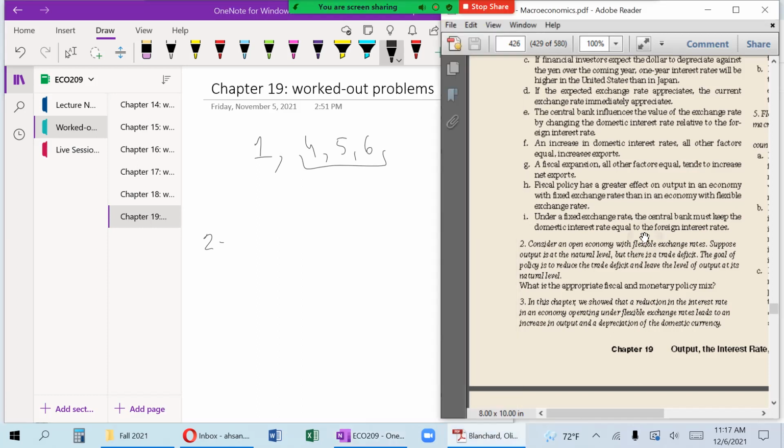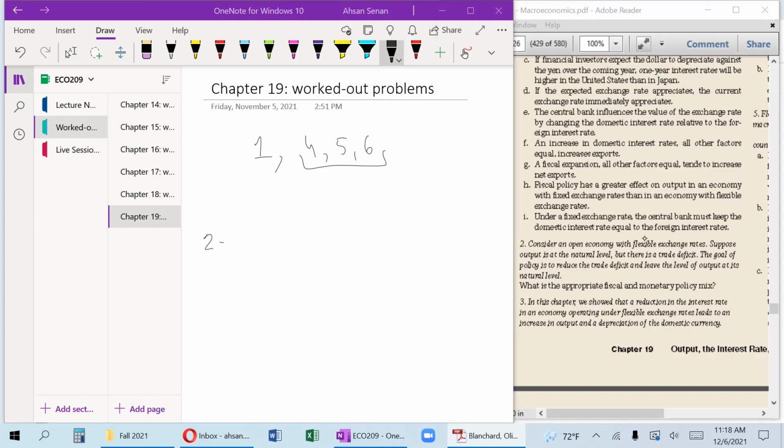So let's read the question here. Consider an open economy with flexible exchange rate. Output is at the natural rate, but there is a trade deficit. Okay, so let's write this down. Output is at the natural rate, Yn. And we have a trade deficit, which means that NX is less than 0.